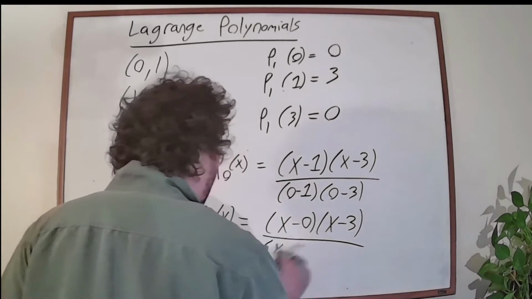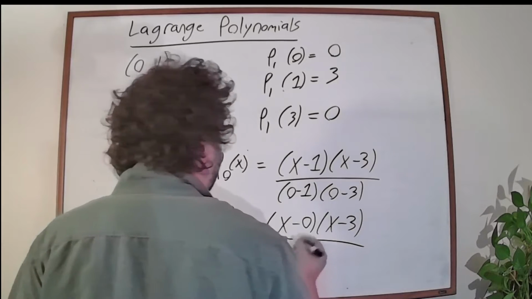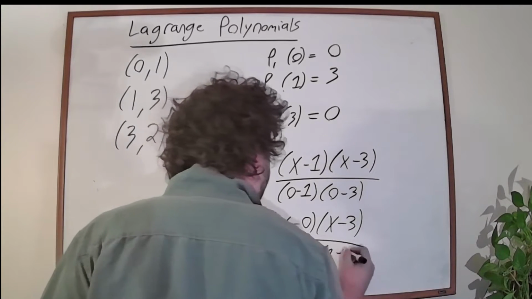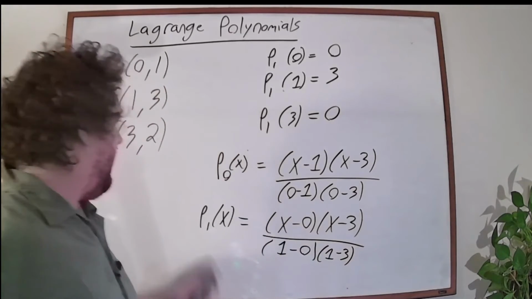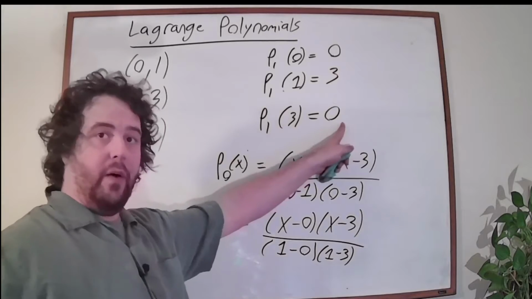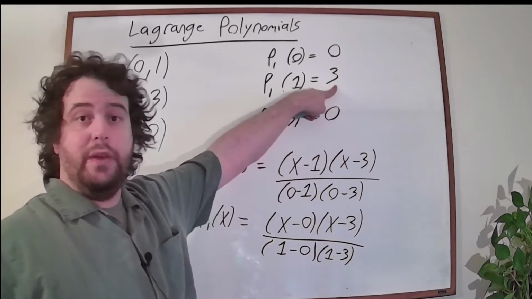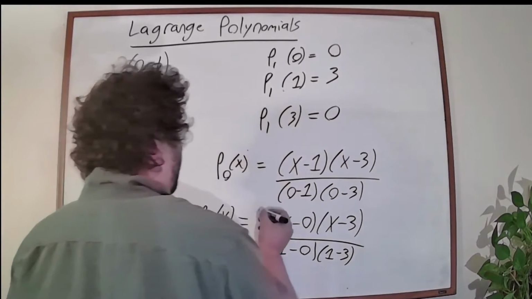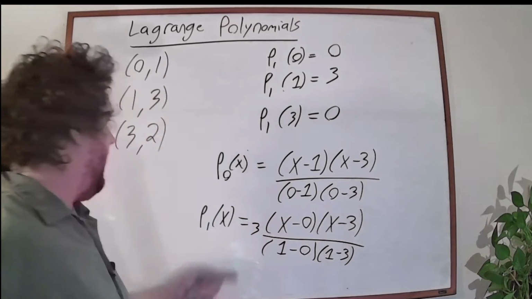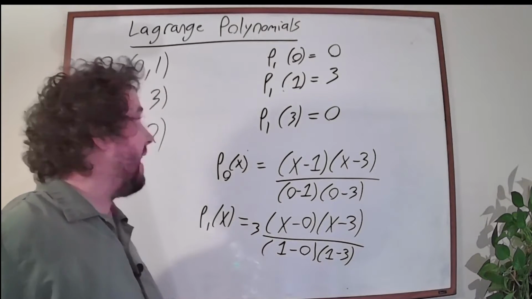So if we take our polynomial and divide it by 1 minus 0 times 1 minus 3, this now is a polynomial that's equal to 0, 1, and 0. And now we want it to be equal to 3 here. So we can just multiply this whole thing by 3. And this is going to be our P1 of x.